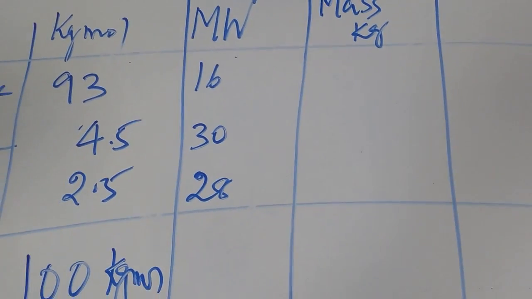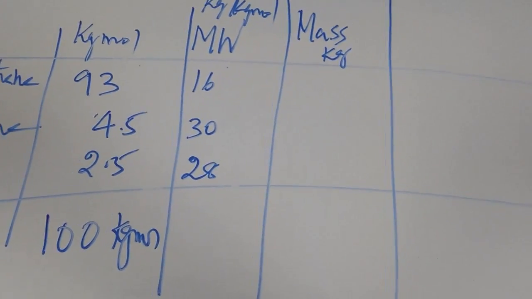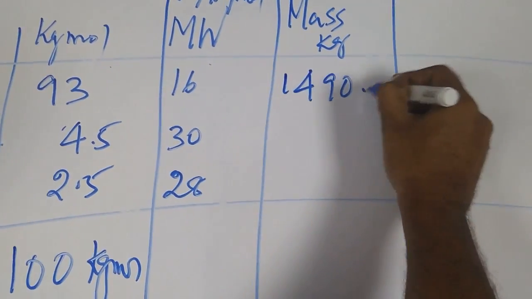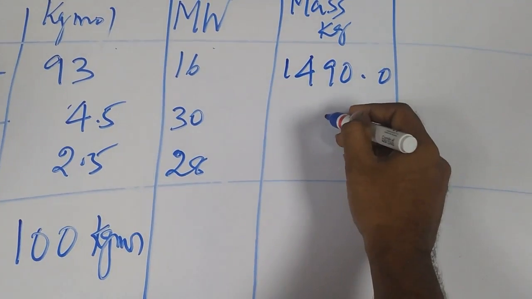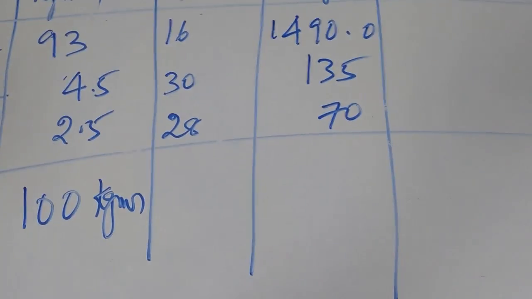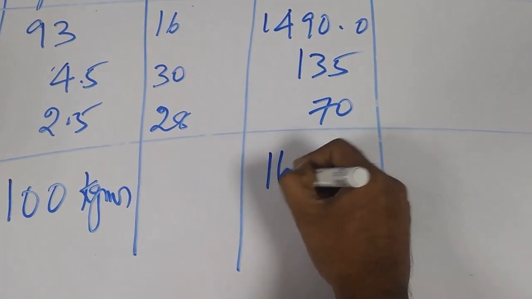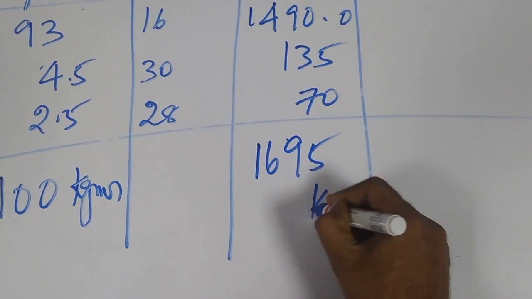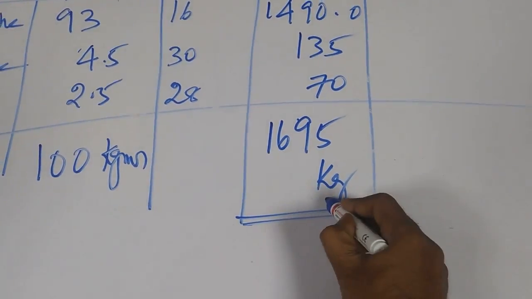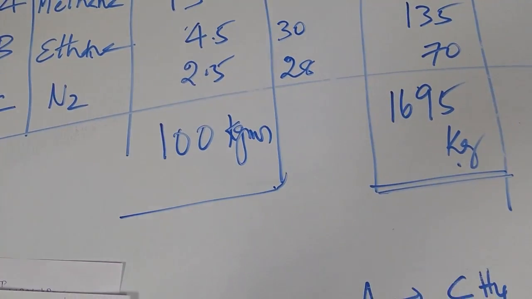Please use your calculator. How much? 1490. Then 135. 70. What is the total? 1695 kg. So that is the total mass. So total mass, we have total kg moles, right?